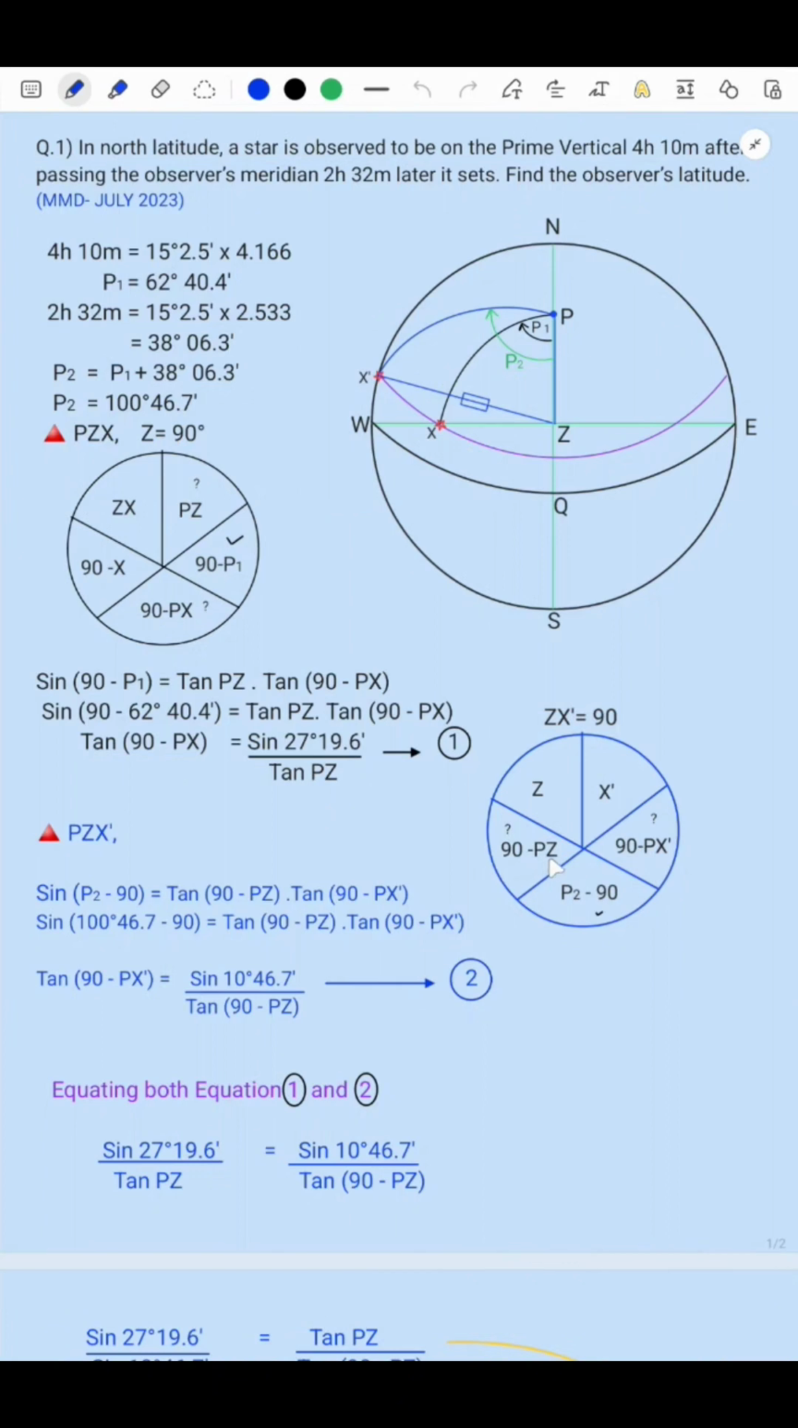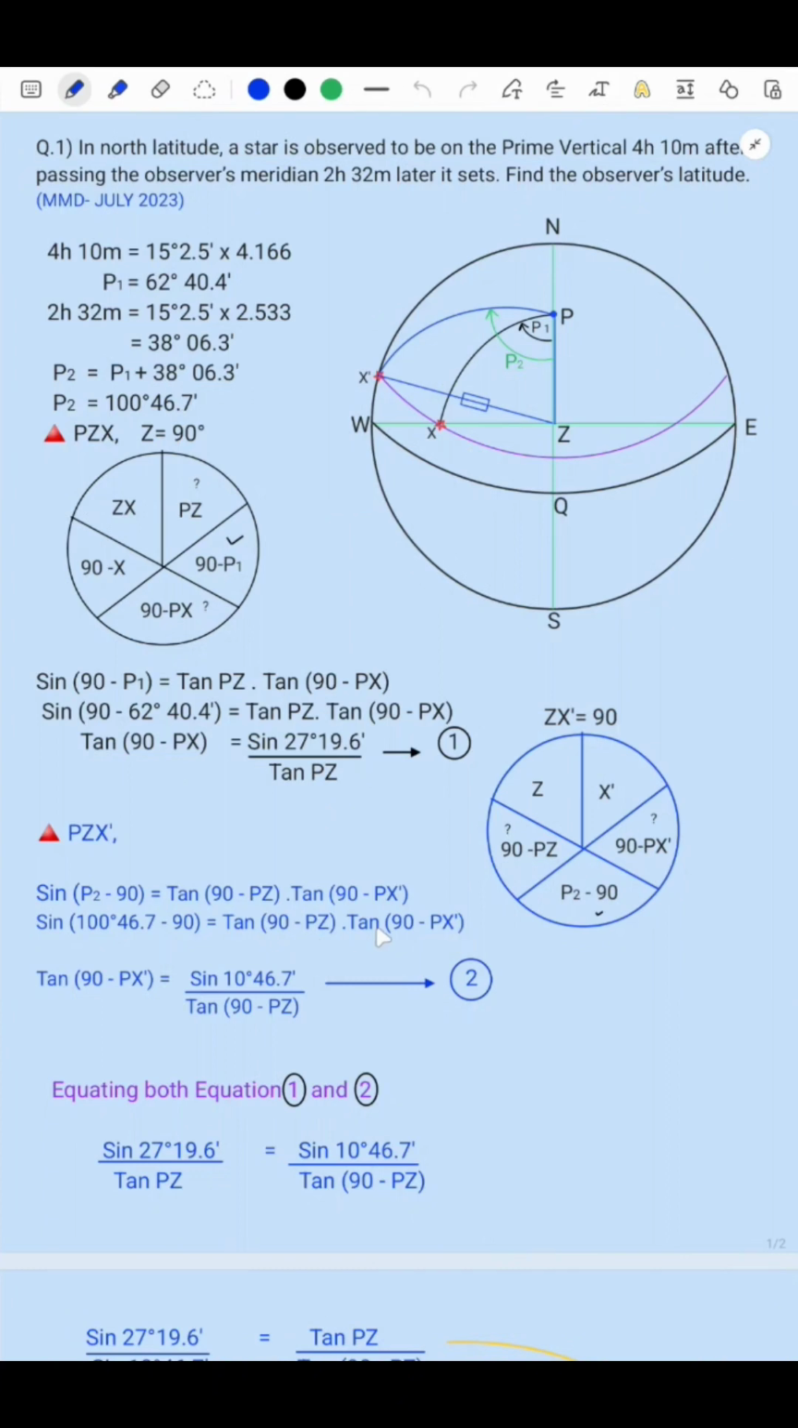Then 90 minus PZ. So sine of P2 minus 90 is equal to tan of 90 minus PZ into tan of 90 minus PX. Here I have written sine of P2 minus 90 is equal to tan of 90 minus PZ into tan of 90 minus PX. So the P2 value is 100 degree 46.7 minus 90 is equal to tan of 90 minus PZ into tan of 90 minus PX.